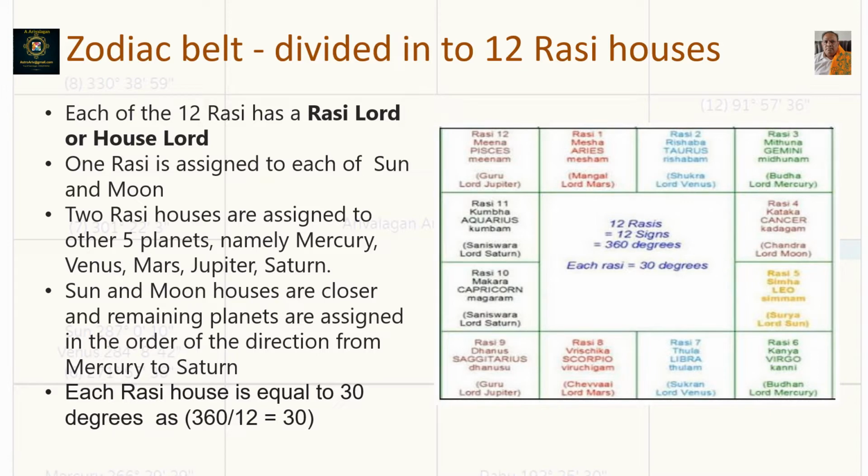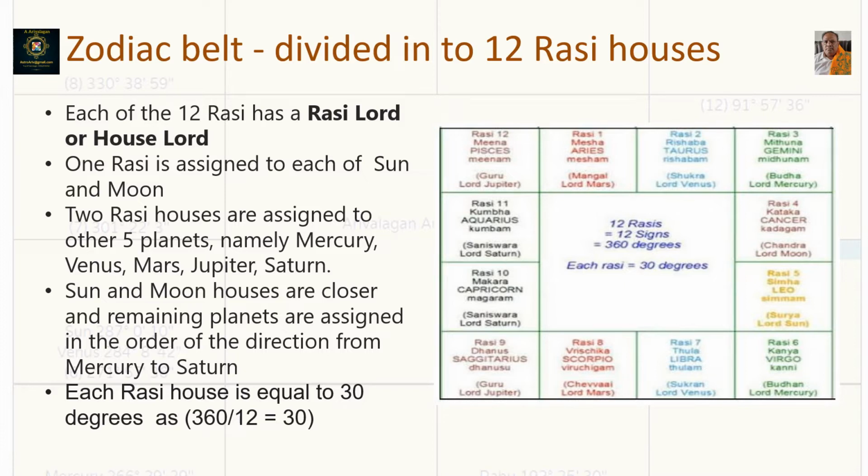Sun and Moon are very close, that is how they are depicted here, because they are the prime people. The Sun is the father, the Moon is the mother, so they kept them close. Next to the Sun is Mercury, which is naturally closer to the Sun in physical form, so they kept Mercury here. And then next comes Venus, then Mars, then Jupiter, then Saturn, in the order in which they are in the circular path in the solar system. And each Rasi is equal to 30 degrees.